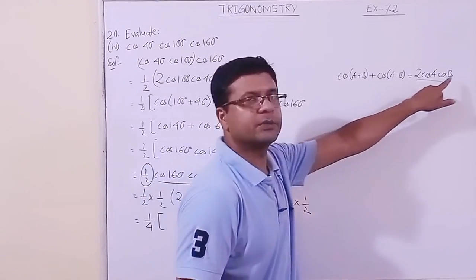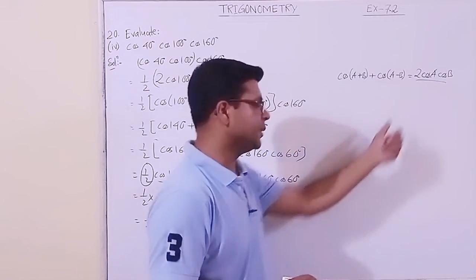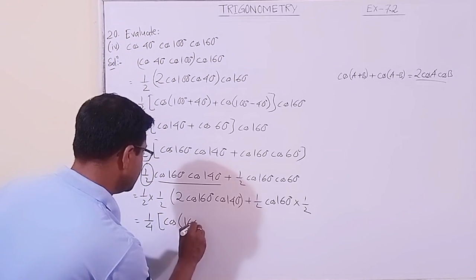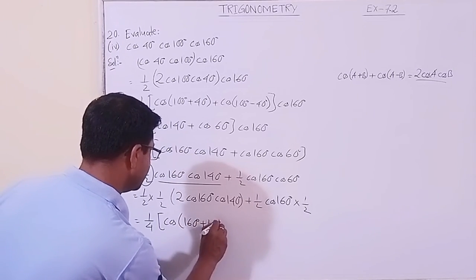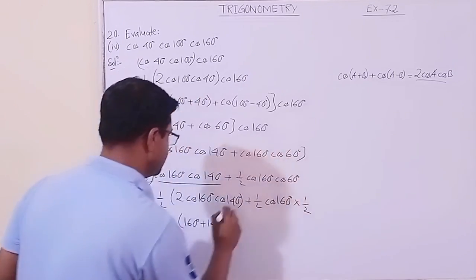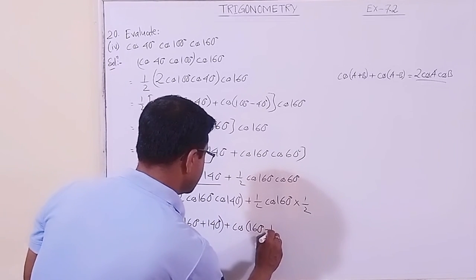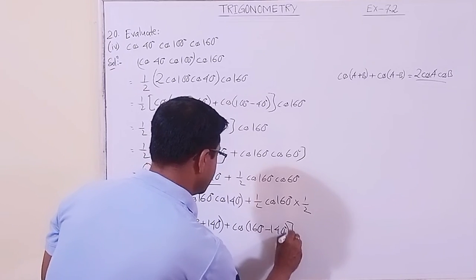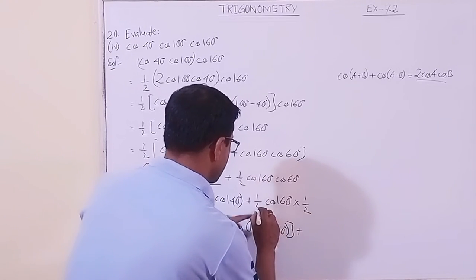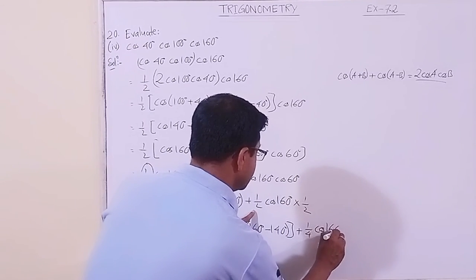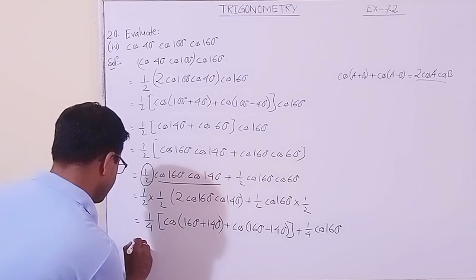If it is twice cos a cos b, it is cos a plus b plus cos a minus b. So let us write cos of, at first, a plus b, 160 plus 140, then plus cos of a minus b, cos of 160 minus 140. This is done. All right, then this is half into half, 1 by 4 cos of 160 degree. Let us simplify it further.